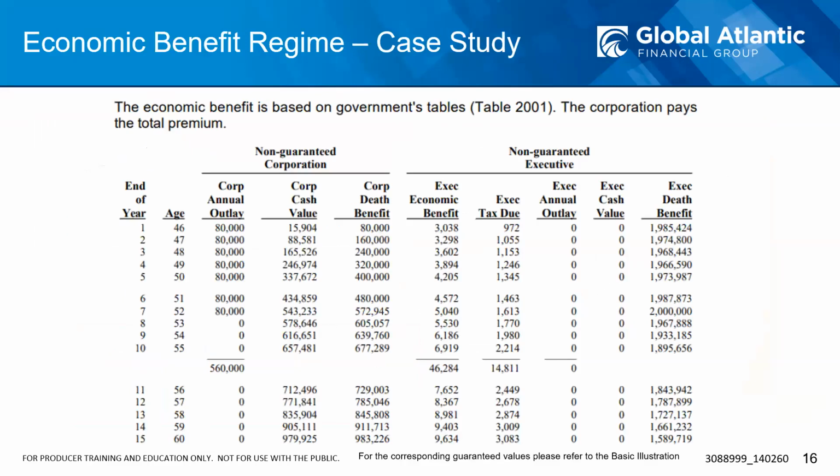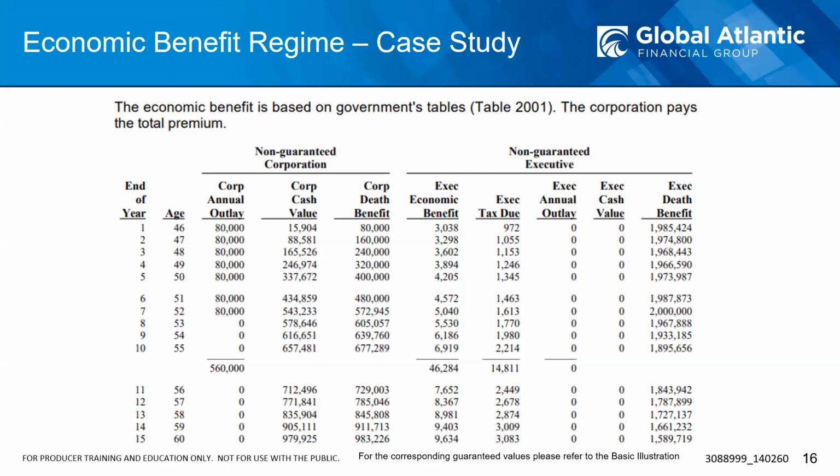Okay, so here we see $80,000 being paid out. Again, this is not a loan here. The company owns the policy. They're paying the premium. They are entitled to get back the higher of the premiums paid, $560,000, or the cash value, right? That's legally they're required to get either the higher of the premiums paid or the cash value.